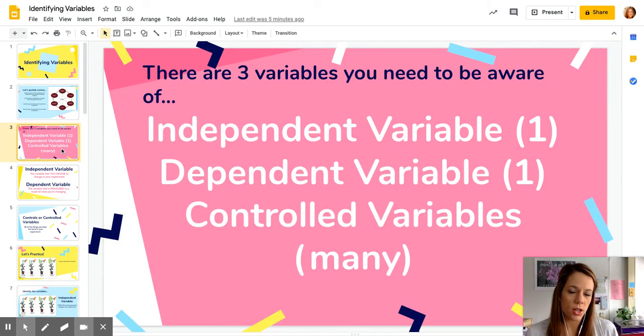We started talking the other day about these first two, independent variables and dependent variables. And you learned about this in 6th grade science, so we're just doing a little bit of a review. When you have an experiment, you only have one independent variable. You have one dependent variable, but you have many controlled variables, or sometimes we call them controls. And we're going to dive a little bit deeper into that.